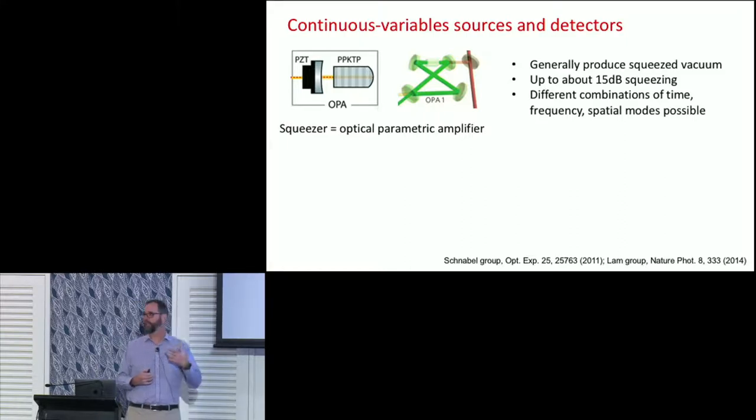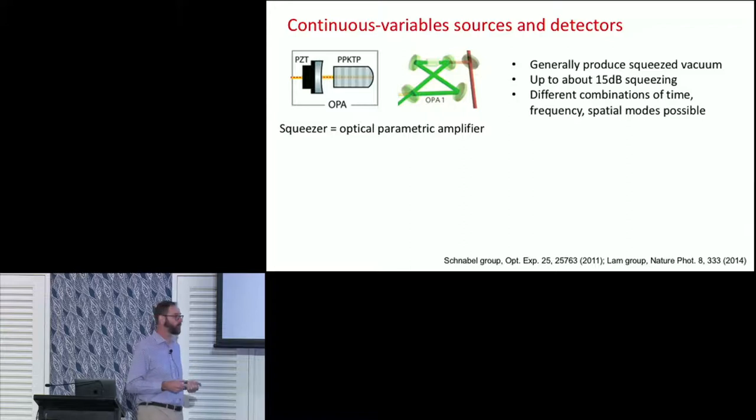And so then with this, depending on how you set up the optics and the properties of this squeezer, you can then use different modes of light. You could think about temporal modes, frequency modes, spatial modes. See squeezing in all of these different polarization modes, squeezing in all of these different degrees of freedom.